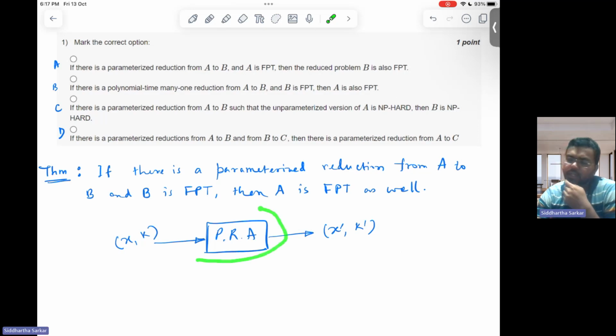because we only know the running time of the parameterized reduction algorithm, which allows us to write a theorem like this, but the other direction may not be true. So this is not correct. Let me mark it false.